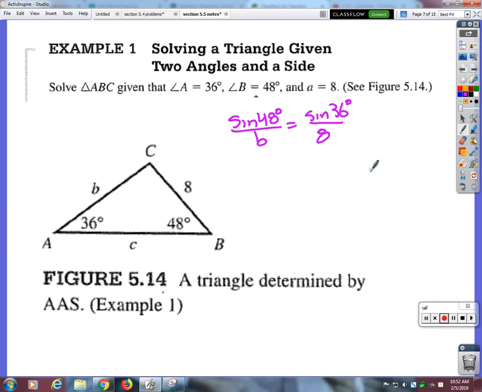The sine of this angle divided by the length of the opposite side is going to be equal to the sine of this angle divided by the length of the opposite side. Okay? And then all you have to do to solve that is cross multiply and divide, which means b equals 8 times the sine of 48 degrees divided by the sine of 36 degrees.